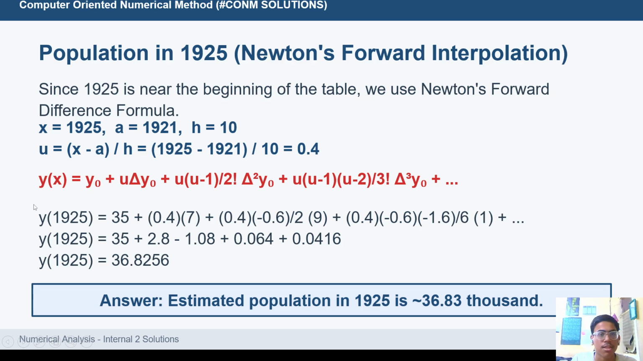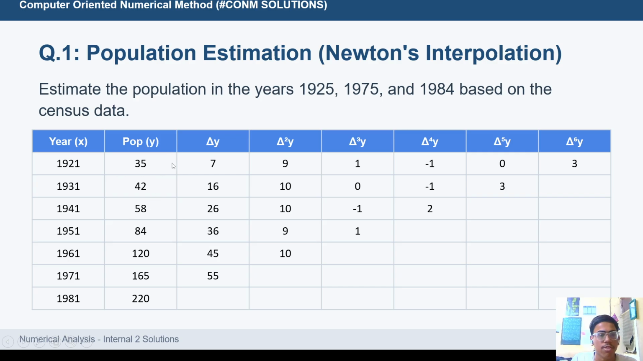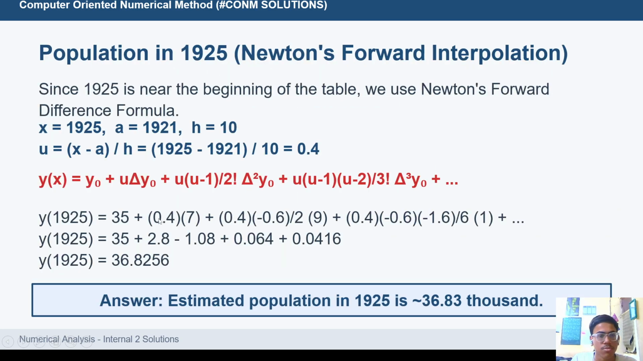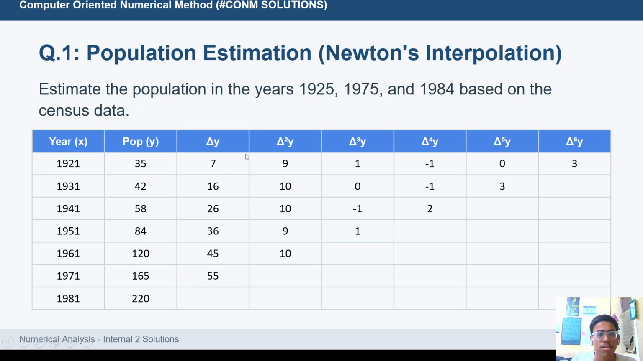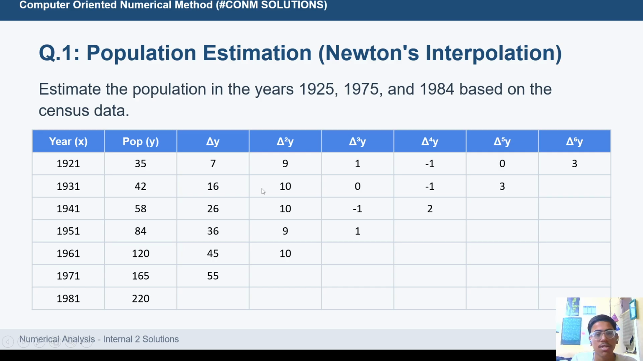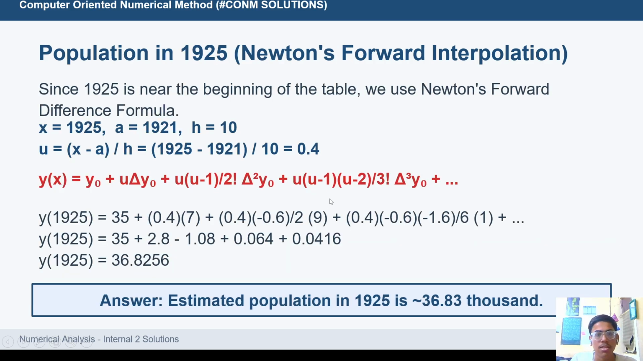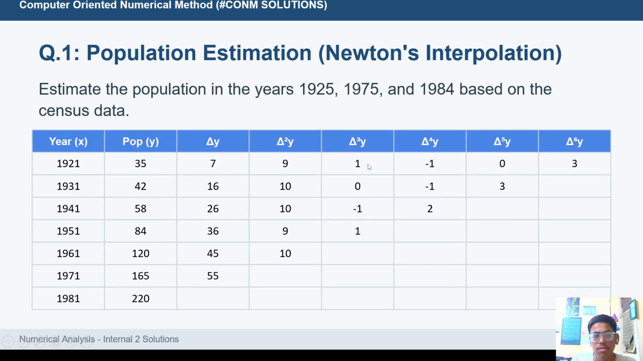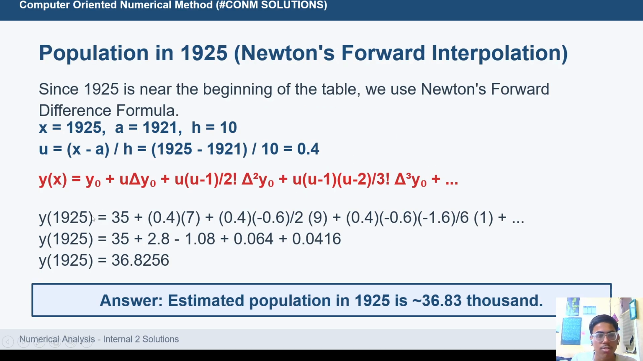So for finding y of x, where x is 1925, the first y0 is 35. This is y0, the starting value, the first population of the year 1921. Plus u is 0.4. Delta y0 is the first forward difference, that is 7. Plus 0.4 into 0.4 minus 1 by 2 factorial, into delta square y0, the second forward difference, 9. Then similarly 0.4 minus 1 is minus 0.6, 0.4 minus 2 is minus 1.6, divided by 3 factorial, which is 6, into delta cube y0, which is 1.